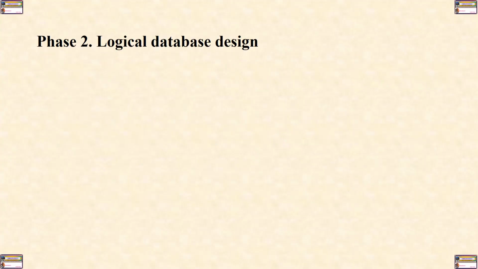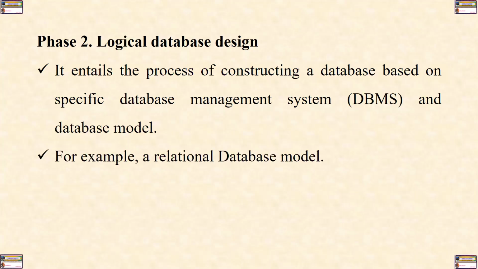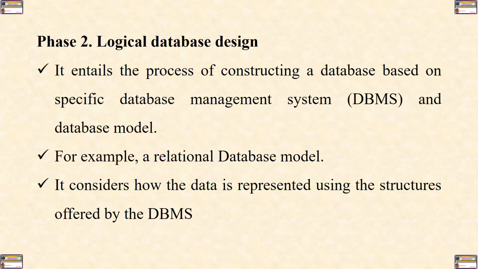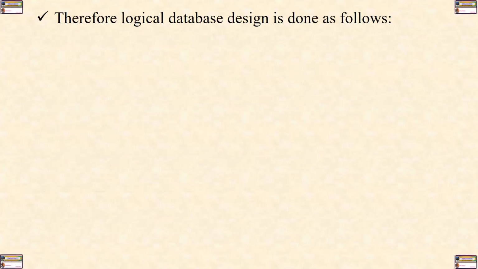Now, once you're done with phase 1, you move on to phase 2. In phase 2, you do what we call the logical database design. Now, what does this entail? Logical database design entails the process of constructing a database based on a specific database management system and the database model you have chosen, for example, a relational database model. Here, you consider how the data is represented using the structures offered by the database management software.